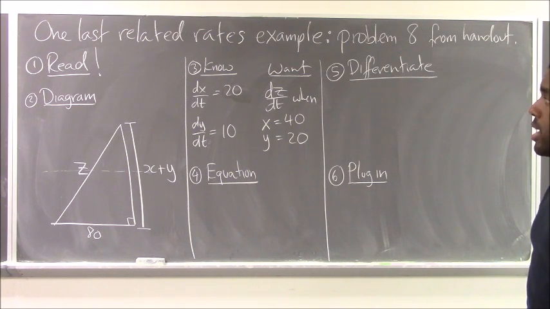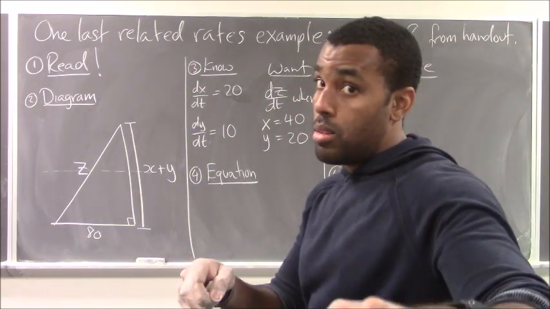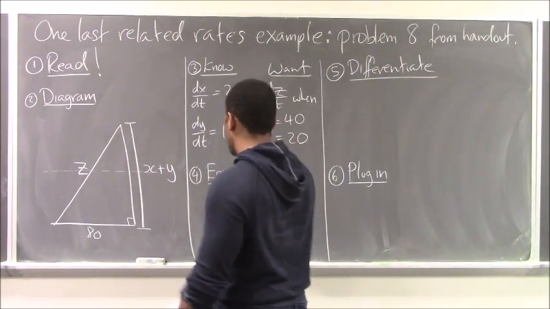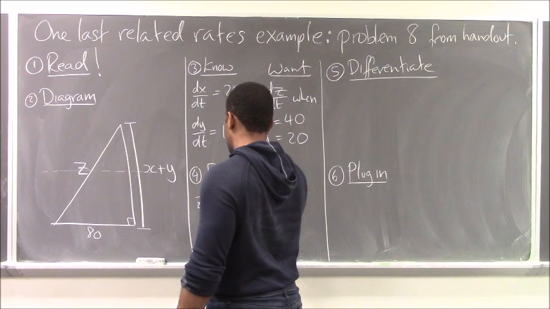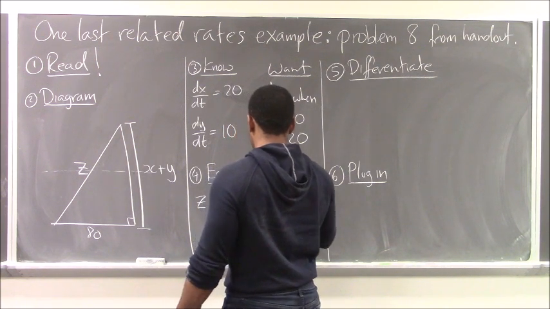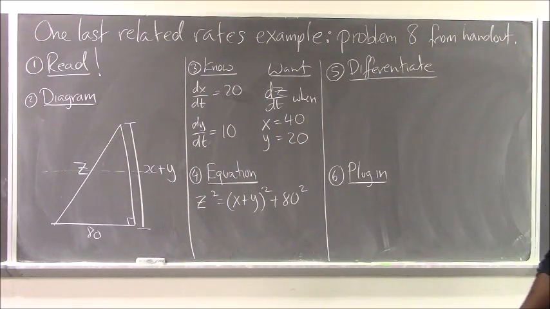And so now we can go into the equation. Pause the video. What's the equation? Pause it. Alright, Pythagoras' theorem is what we're going to use. So we know that z squared is equal to (x plus y) squared plus 80 squared. That's our equation.